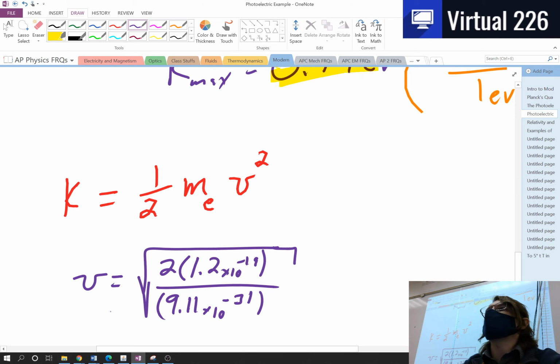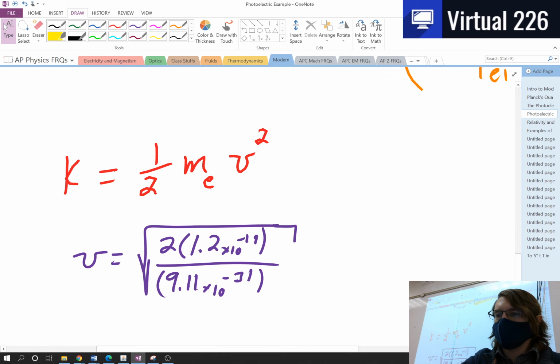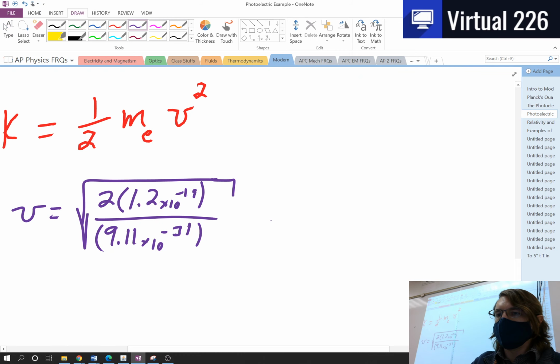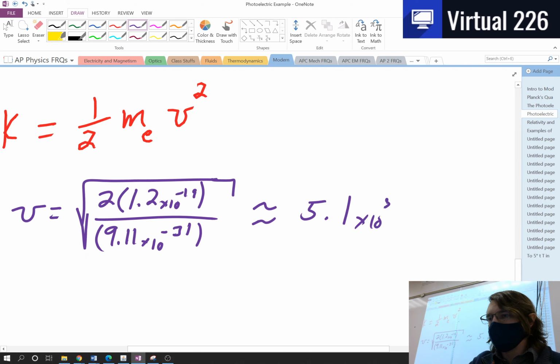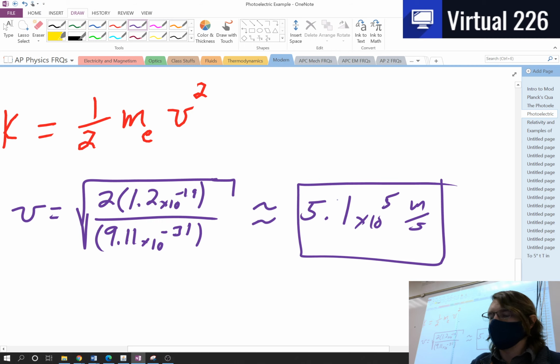Be careful when you're entering all this into your calculator. We've got a lot of funny numbers here. For the times 10s, we should be using the big E's. Make sure you're doing your numerators and denominators separately, then dividing them, then rooting them. It's a whole lot. But when I crunch out the numbers, I find something approximately equal to 5.1 times 10 to the 5th meters per second, with a little bit of rounding.